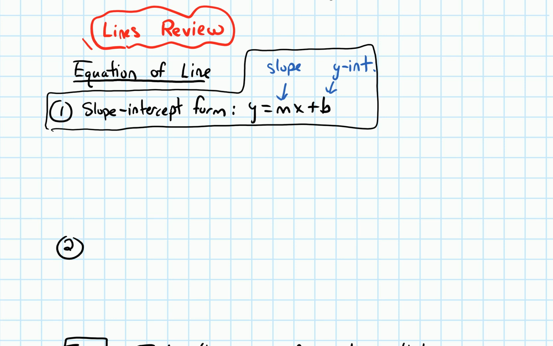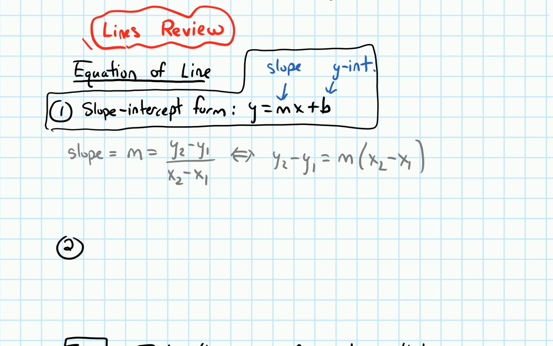So to motivate that other form, I want to remind myself what is the formula for slope. So the slope of a line, I'm going to call it m, it's the change in y, so y2 minus y1, over the change in x, so over x2 minus x1. And then I'm just going to rearrange this equation by multiplying both sides by the denominator. So that's going to rearrange this so that I get y2 minus y1 equals m times x2 minus x1. That's what I get when I multiply both sides by this denominator.